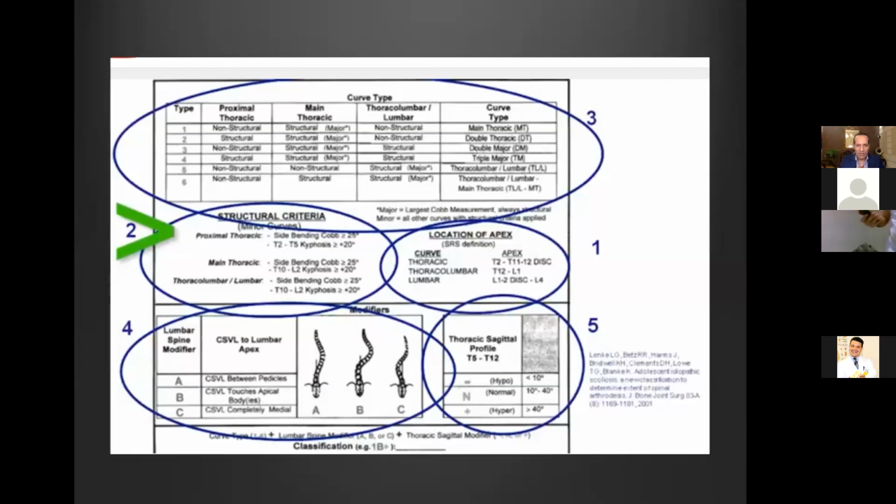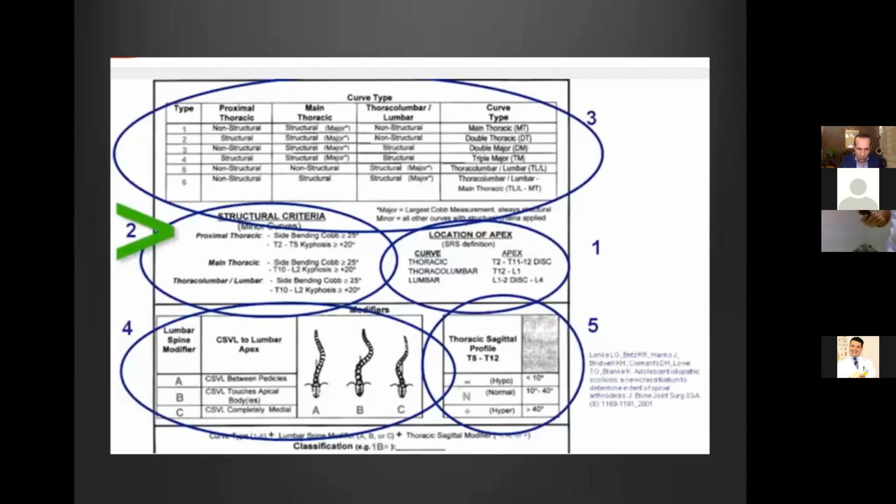Type 5, which is only thoracolumbar, we fuse, and type 6, we fuse the lumbar spine with the thoracolumbar. So this is the guidance for which curve we can fuse.